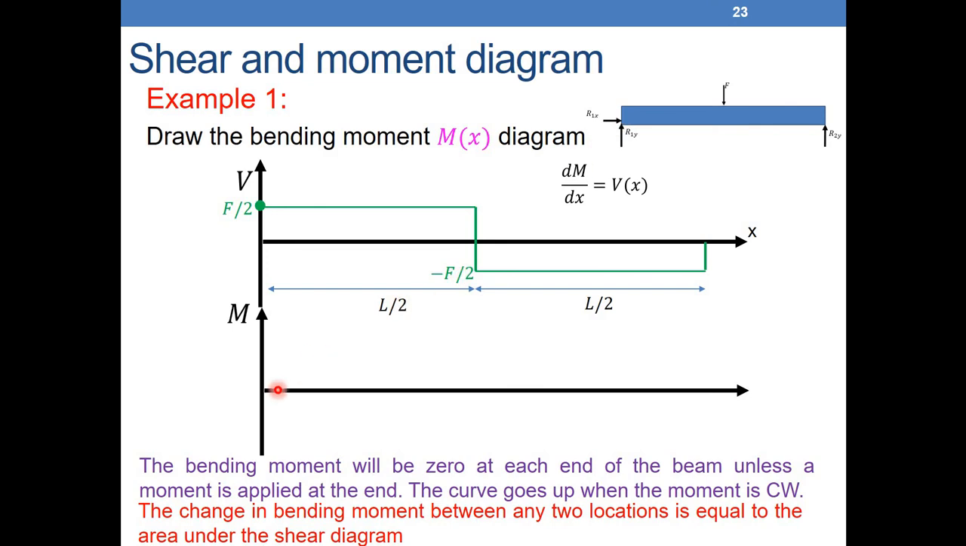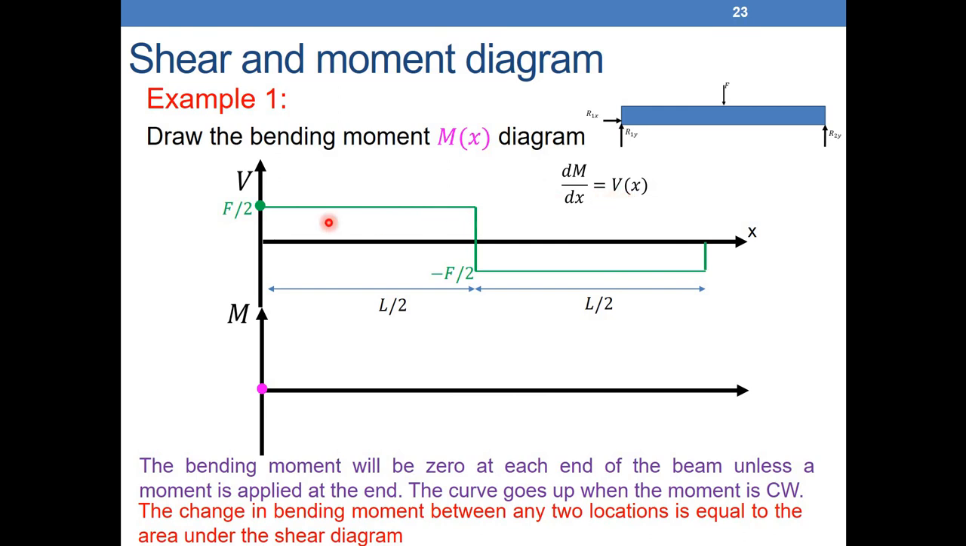Let's start with this end here. Do we have any moment applied? No, we have only a reaction force. So the moment will start from 0. That's it, because we don't have any moment acting here. Now, dM over dx is equal to V of x.